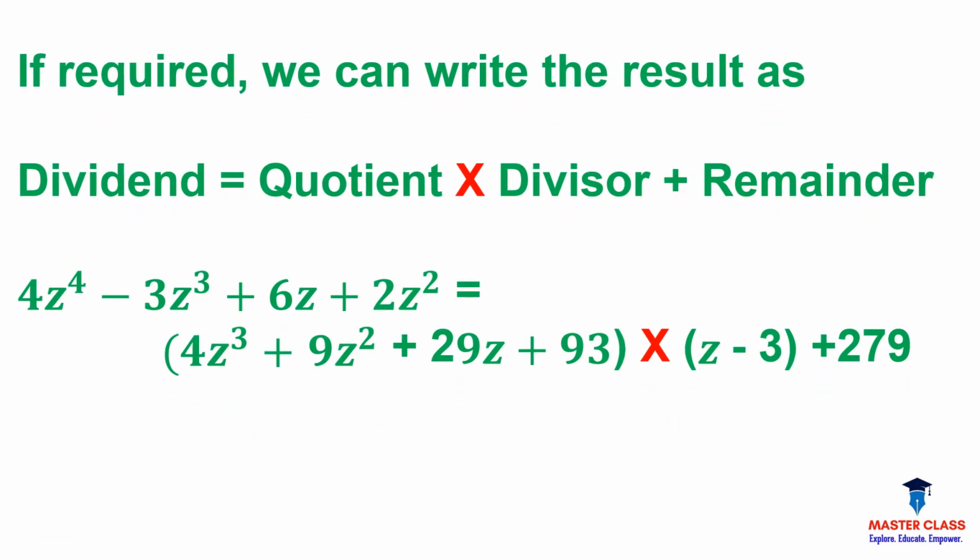If required, we can write the result as dividend is equal to quotient into divisor plus remainder. In other words, 4z to the power of 4 minus 3z cube plus 6z plus 2z square, which is the dividend, is equal to 4z cube plus 9z square plus 29z plus 93, which is the quotient, multiplied by the divisor, which is z minus 3 plus the remainder of 279.